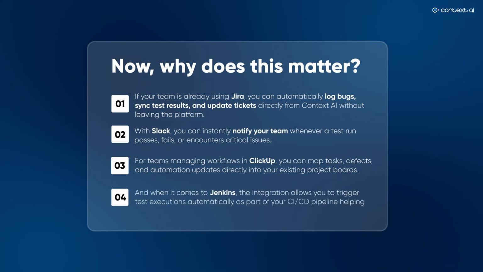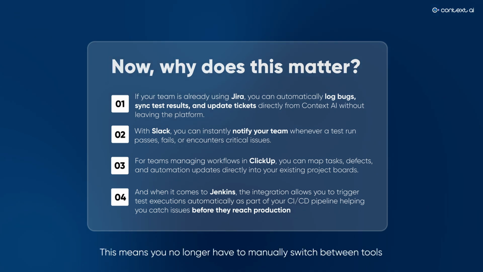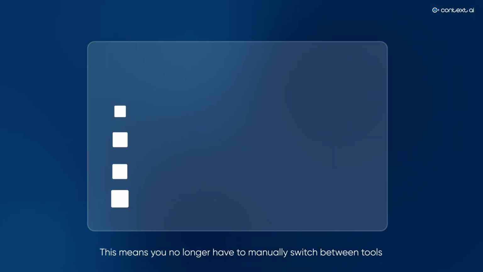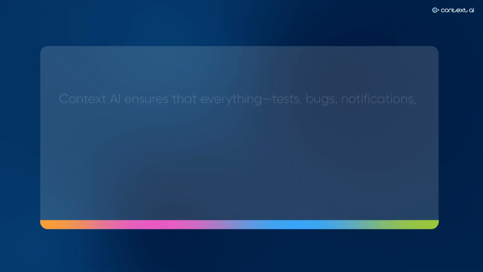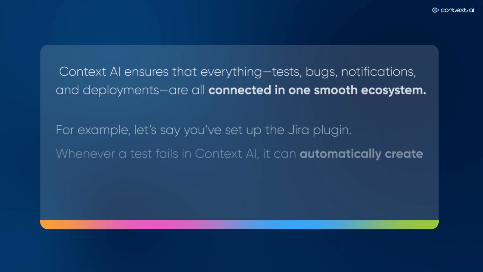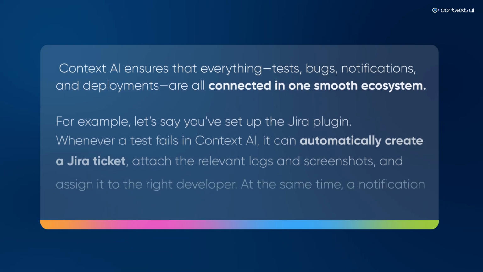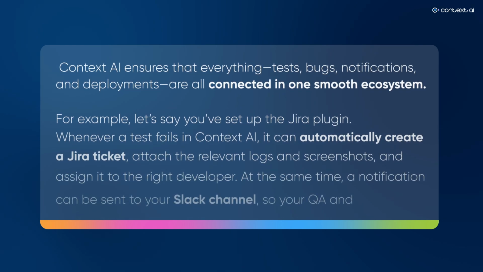And when it comes to Jenkins, the integration allows you to trigger test executions automatically as part of your CI/CD pipeline, helping you catch issues before they reach production. This means you no longer have to manually switch between tools. Context AI ensures that everything, tests, bugs, notifications, and deployments, are all connected in one smooth ecosystem.